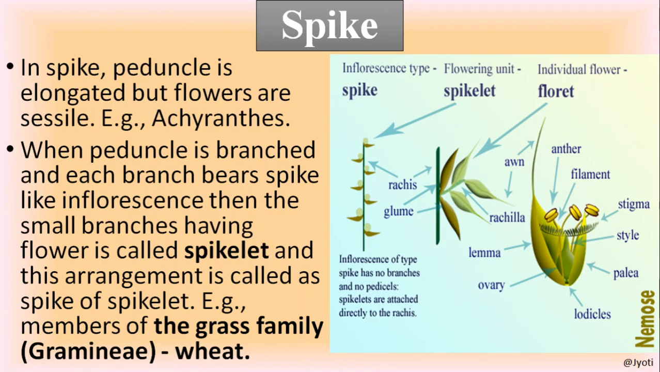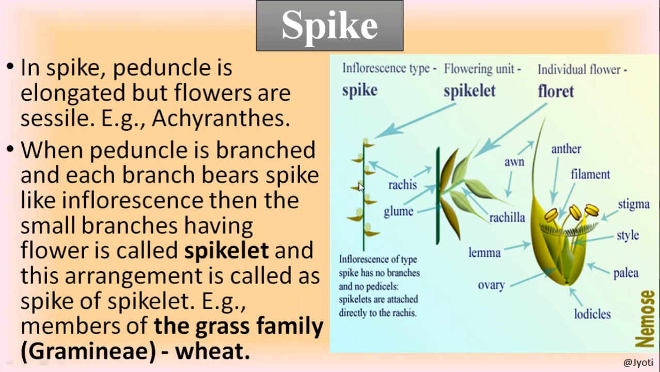Then the next type is spike. In spike, the peduncle is elongated. You can see this is spike. This is the peduncle, the main axis of the inflorescence. It is elongated, but the flowers are sessile. So here you can see the flowers. So these are the flowers. The small flowers are there, and these flowers are not having stalk. They are directly grown on the peduncle. So they don't have a stalk. So this is the difference between raceme and the spike.